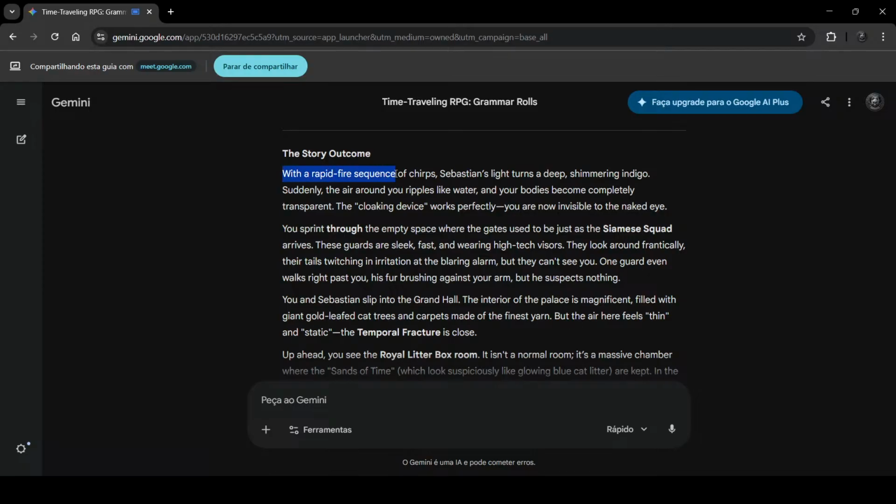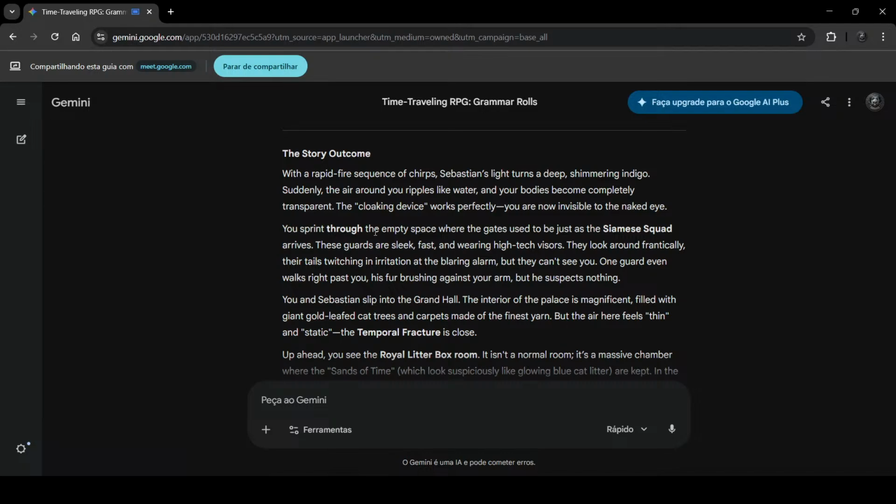With a rapid fire sequence of chirps, Sebastian's light turns a deep shimmering indigo. Suddenly, the air around you ripples like water, and your bodies become completely transparent. The cloaking device works perfectly. You are now invisible to the naked eye.